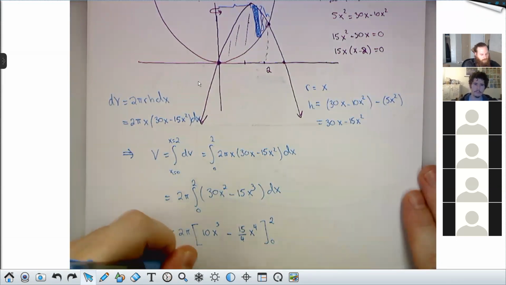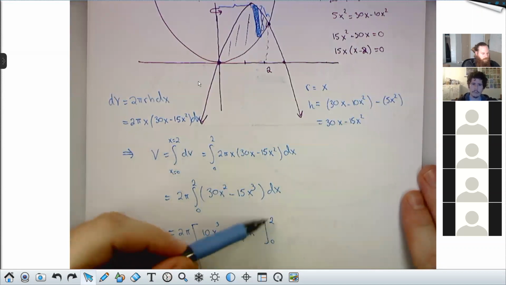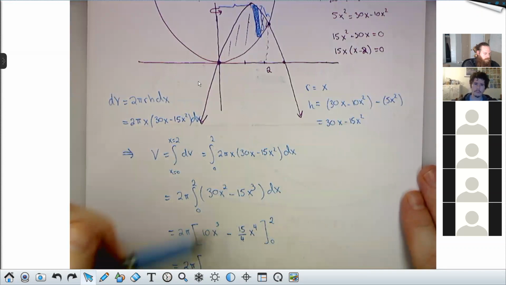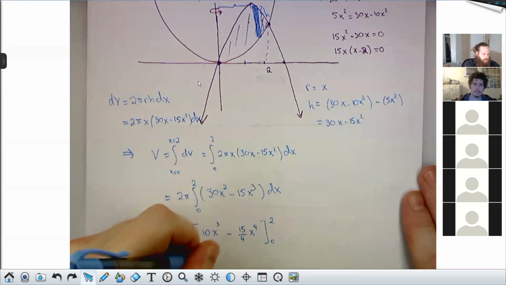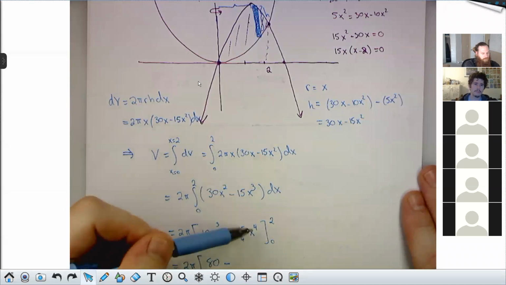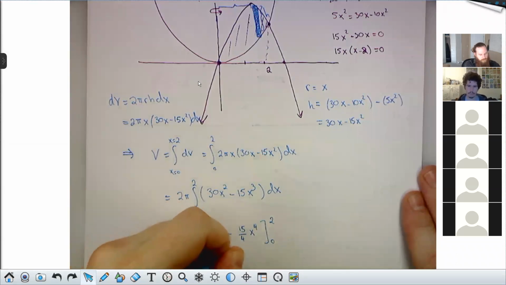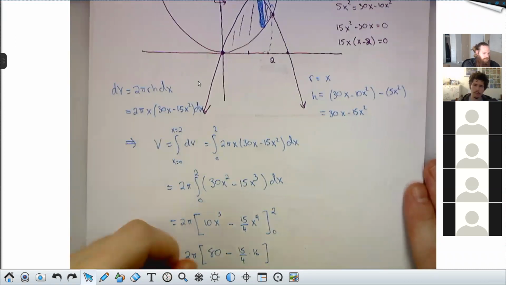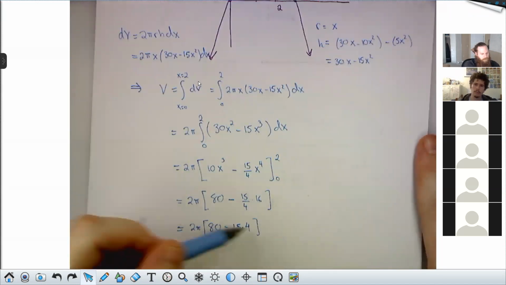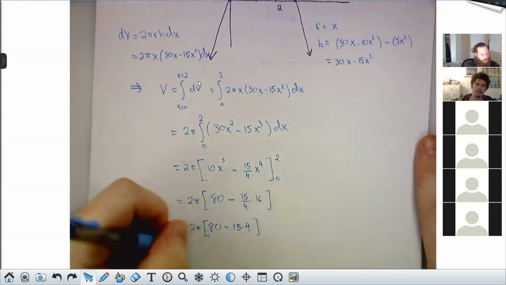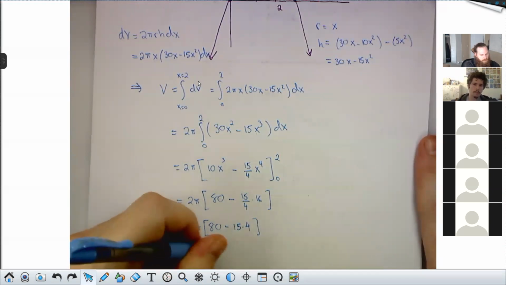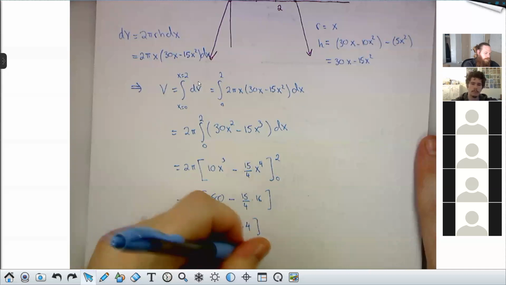At 0 again, everything here is 0. So my only contribution comes from up here. 10 times 2 cubed is 10 times 8, so that's 80. Minus 15 fourths times 2 to the 4. I'll just write it like that for now. 2 to the 4 is 16. And then 16 divided by 4 is 4. So there is some easy cleaning up to do here. This is 80 minus 15 times 4. 15 times 4 is 60, 80 minus 60 is 20. So this is 2 pi times 20, or 40 pi.